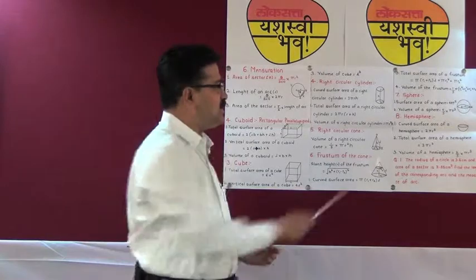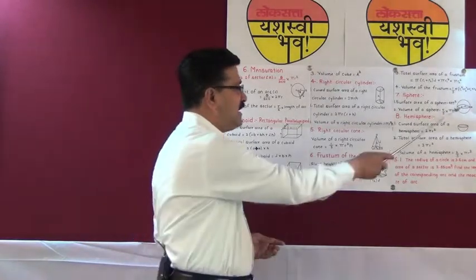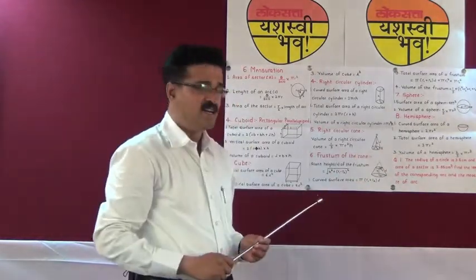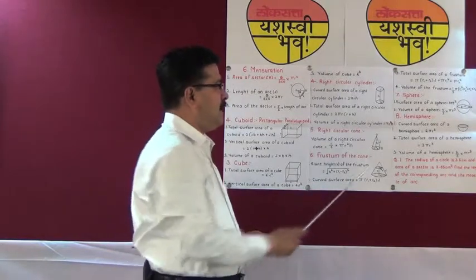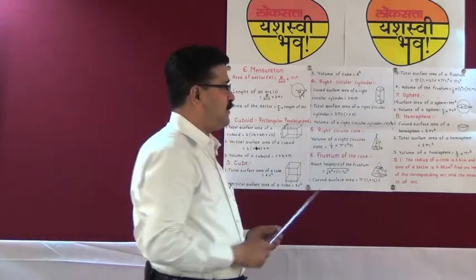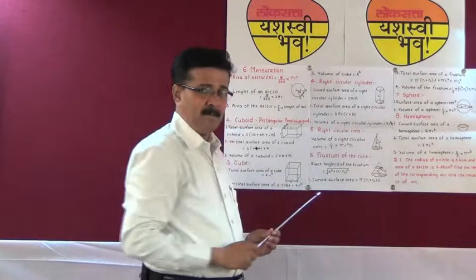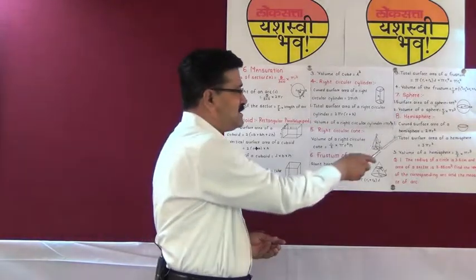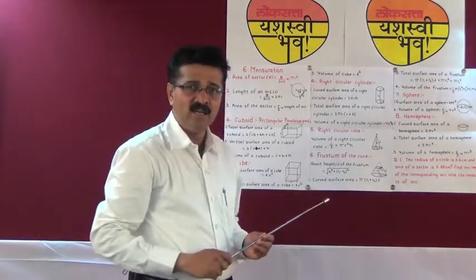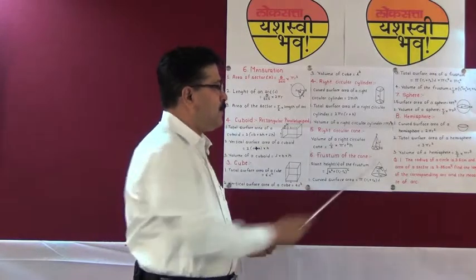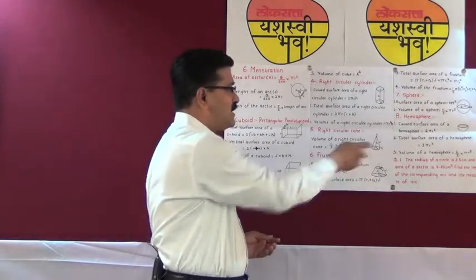Next solid figure is sphere. A sphere has only one dimension, that is the radius r. Surface area of a sphere is given by 4 pi r square. This surface area we can also call the curved surface area. Volume of a sphere is given by 4/3 pi r cube.